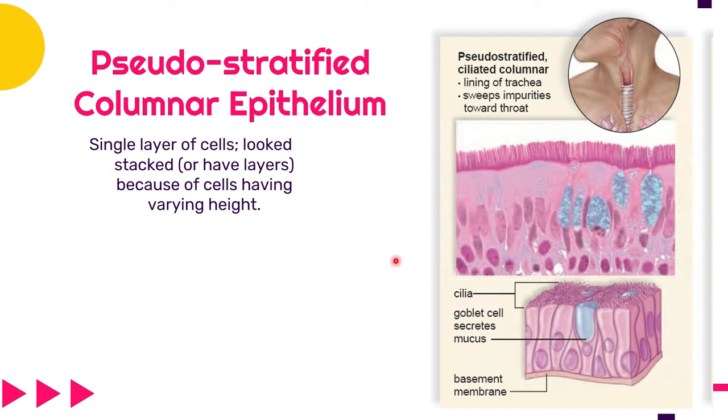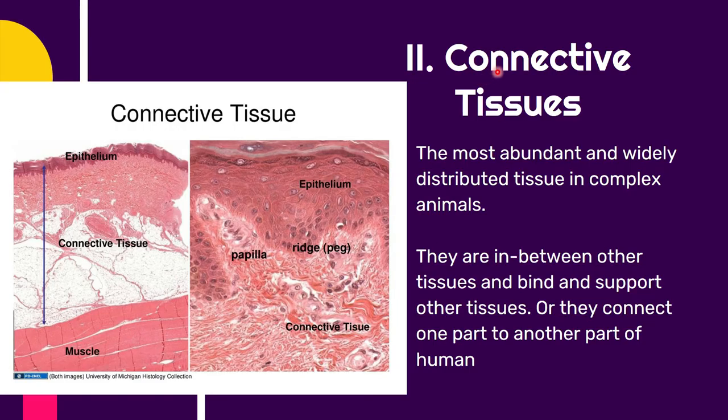So now we are done with the different types of epithelial tissues. So now let us proceed to the second main type of animal tissues, which are the connective tissues. Connective tissues are the most abundant and widely distributed tissue in complex animals. Among the four main types of animal tissue, connective tissues are the most abundant. Okay? So why is it called connective tissues?